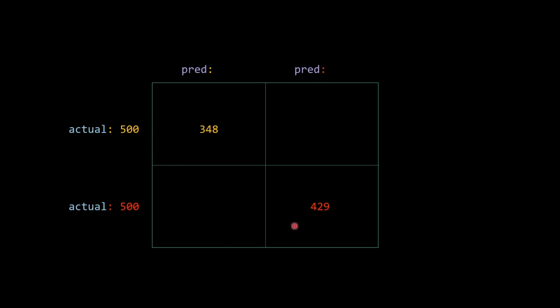And similarly, 429 belongs to the bottom right, because of the 500 Raris, the model predicts 429 of them to be Raris. Each row has to add up to 500, so by that we can get the remaining cells, 71 and 152. And from this we can sum both columns, so we get 419 for the predicted Lambos and 581 for the predicted Raris. Now, these are just numbers on a screen. How can we add meaning to each of these cells? Well, one way we can think about it is like this.